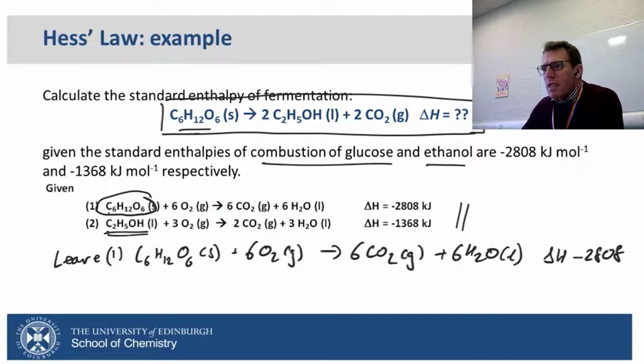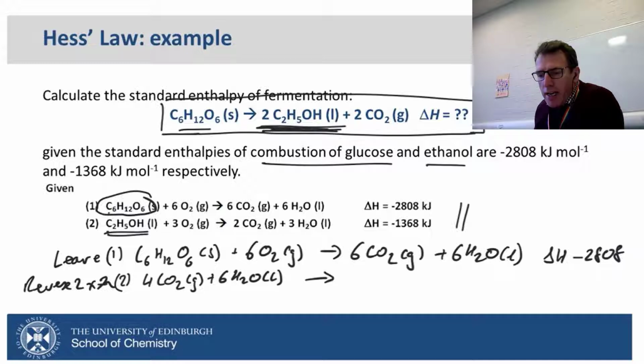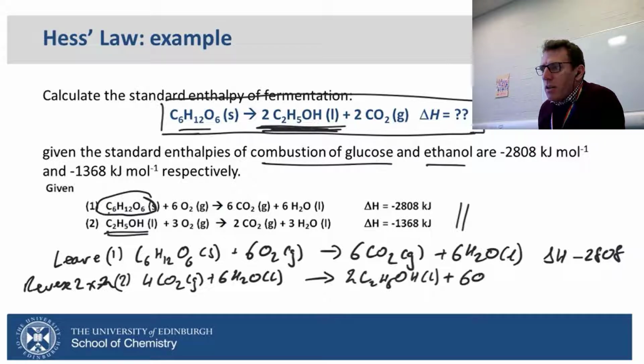When we look at the second equation, we see we have ethanol on the reactant side. In our target equation we have 2 moles of ethanol on the product side. So we need to reverse equation 2 and multiply it by 2 to give us our desired equation. If we reverse equation 2 and multiply it by 2, that means we've got 4 moles of carbon dioxide, 6 moles of water, forming, energetically, okay, this is a paper exercise, 2 moles of ethanol and 6 moles of oxygen.